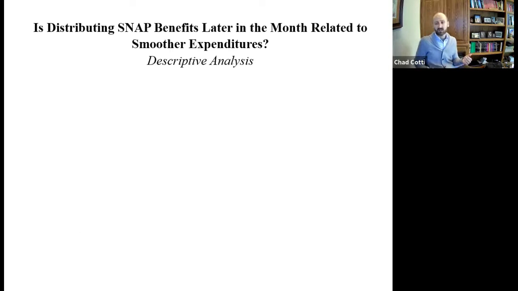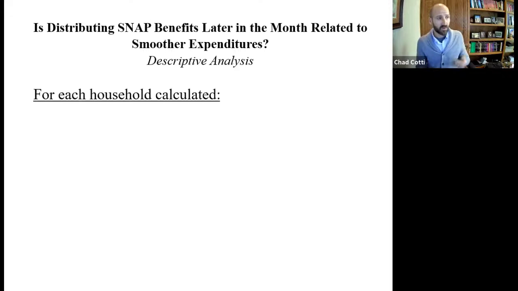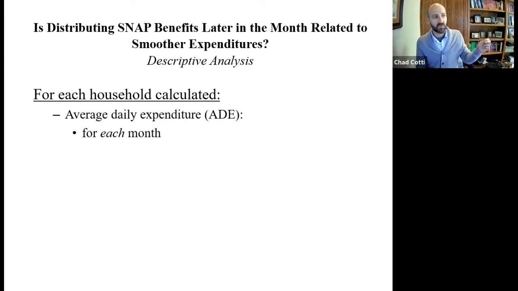Anyway, to start, we just wanted to get a feel for what we were looking at, so we started with a descriptive analysis. I've never really looked at household spending this way, so we thought it'd be interesting to look at how, on average, households behave across the month. The first thing we did was, for each household, we calculated the average daily expenditure for each month we observed them, and then for each week of each month that we observed them.